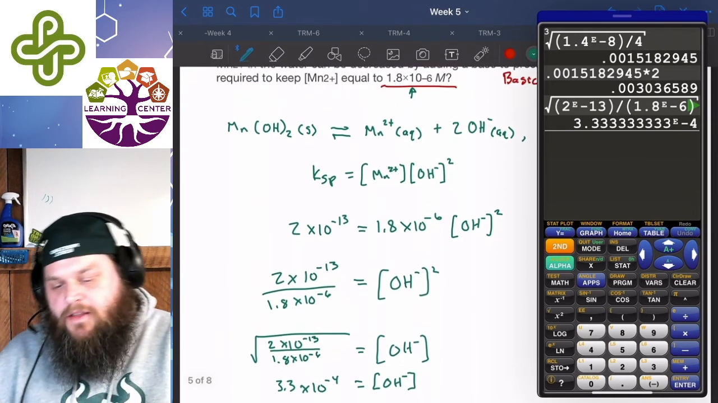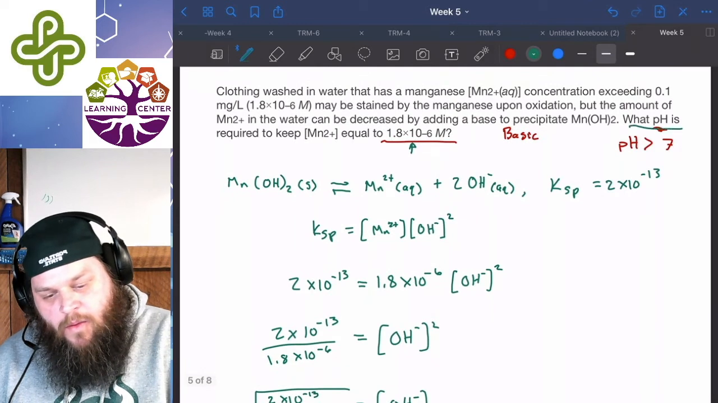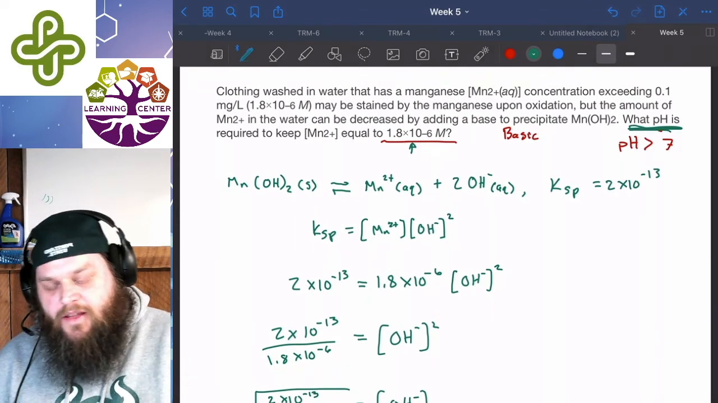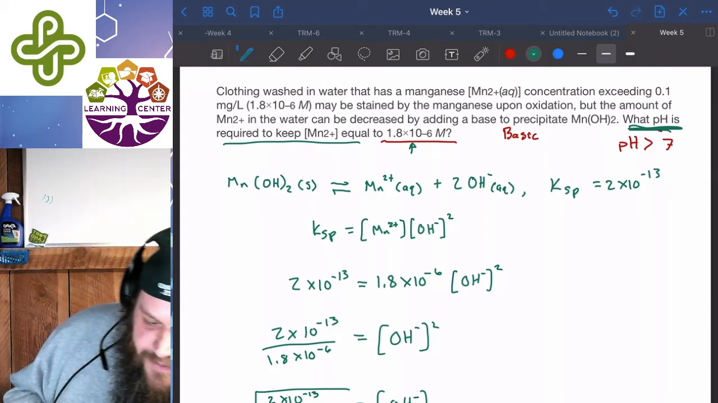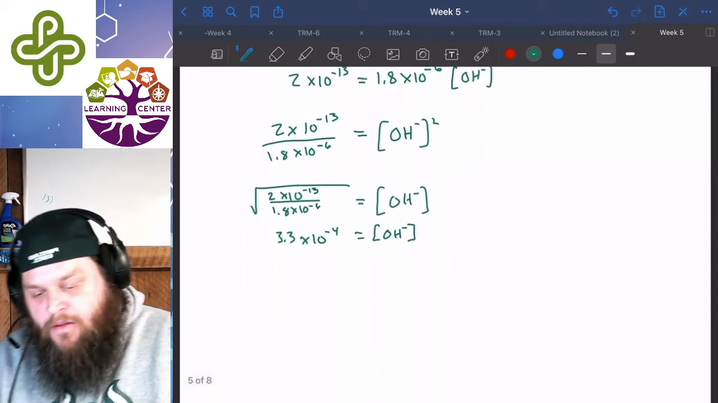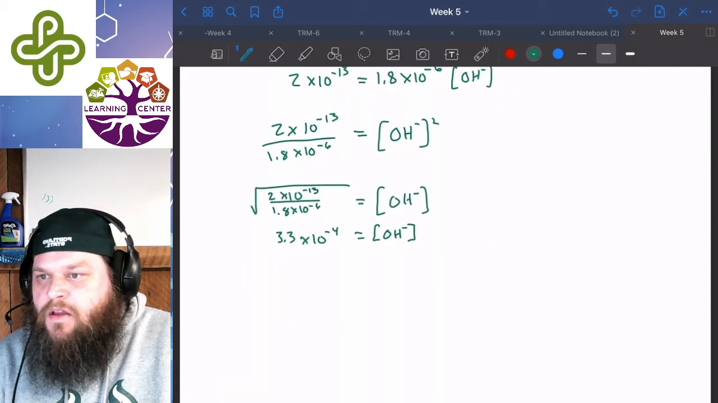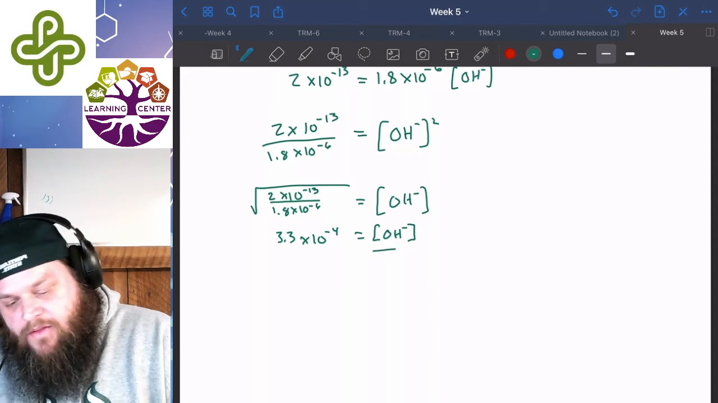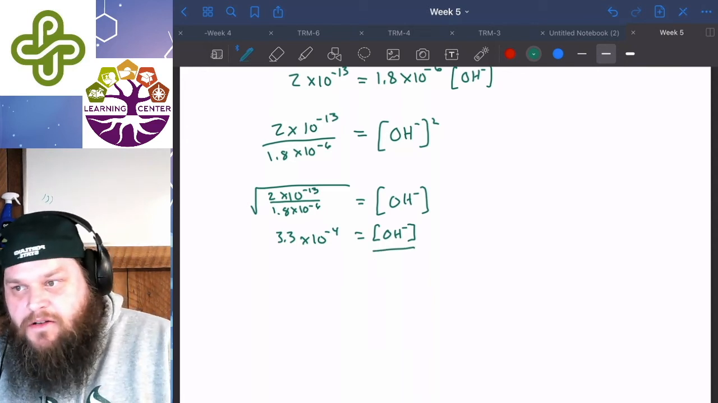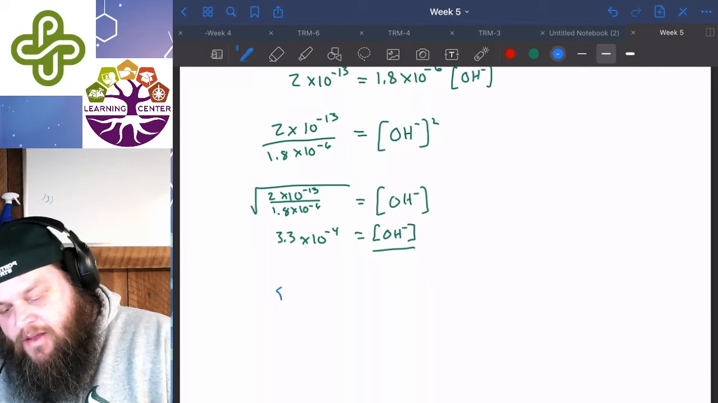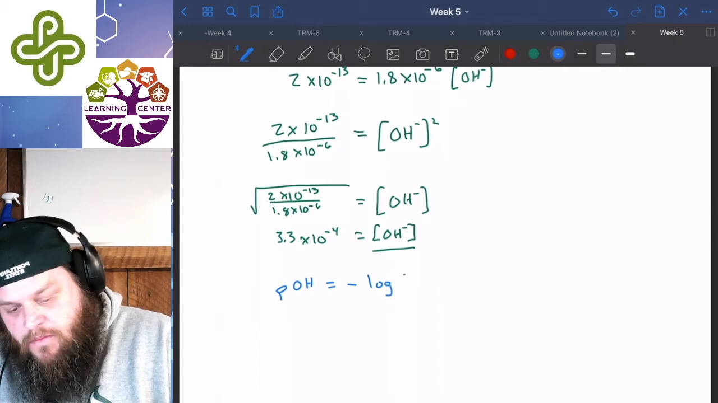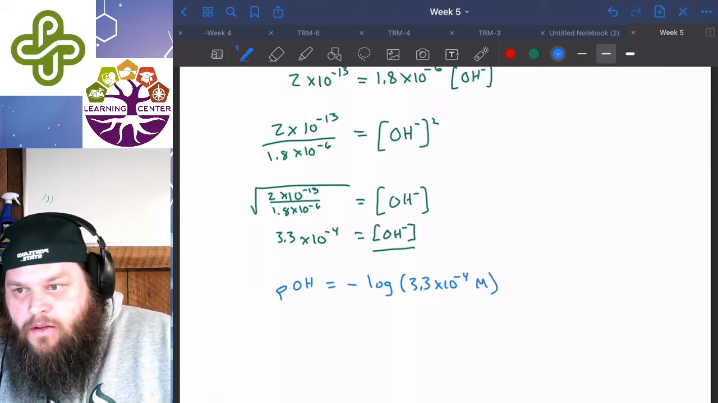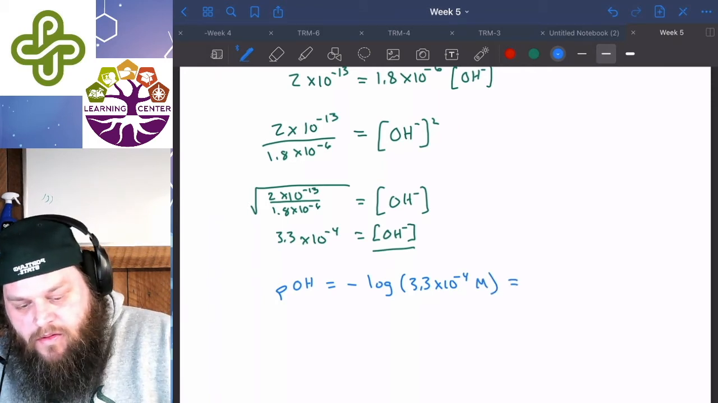But that's not what they were asking. They were asking at what pH is required to keep this. So we want enough base in there, basically, to keep it there. So how do we calculate the pH? Well, we have the hydroxide concentration, so we can calculate from that the pOH, which is going to equal negative log of 3.3 times 10 to the negative 4 molar, which is equal to 3.48.